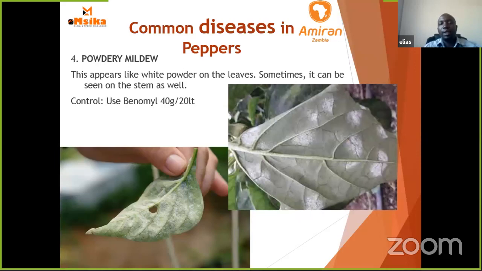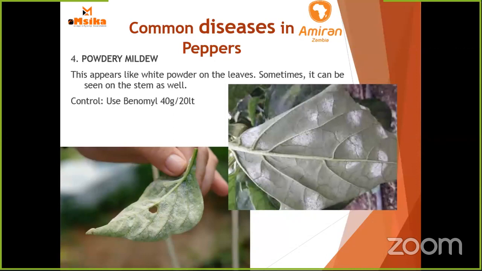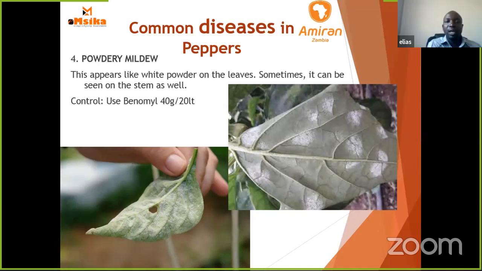The other disease that we look at is called powdery mildew, which is so common in peppers, especially in humid conditions. You have this problem even in greenhouses if you don't have controlled measures in terms of temperature. This appears like white powder on the leaves, and sometimes it can be seen on the stem as well. Sometimes you may feel maybe somebody has poured white powder or something on the crop, but meanwhile it's a disease.